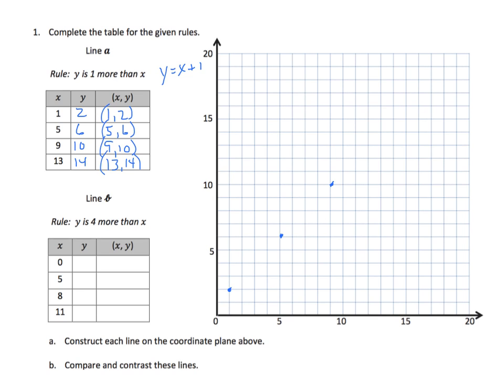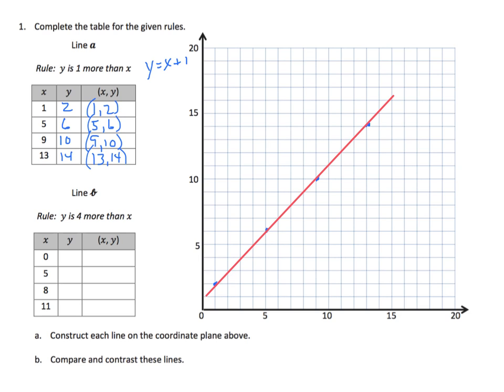Now at this point I'm checking. I want to make sure that everything lies on a straight line. And it appears that it does. Because every line that we construct in this module needs to be a straight line. And let's finally do 13 with 14. Now we're going to construct the line. Okay, now that we have the line, we'll label it A.